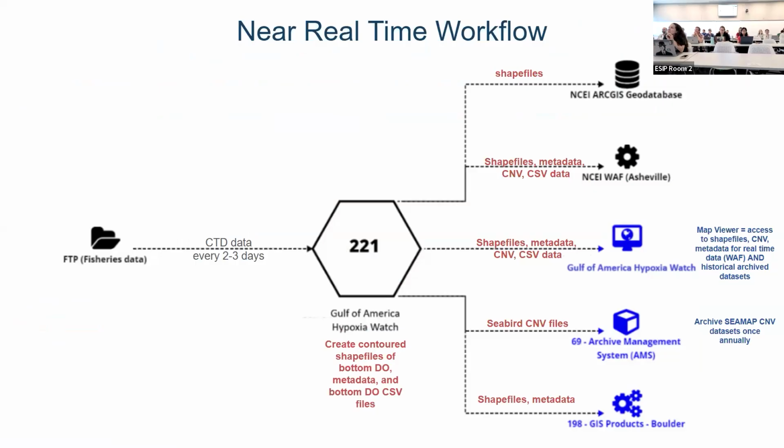We take the fisheries data, it gets FTP'd to our servers, and then we collect those every 2 to 3 days. We create our own contours, we do some QC on them, and then we send off the shape files into the geodatabase and the WAF, and then we make that available through the portal, the Hypoxia Watch map, and then we archive all the CNV files. So all the raw data gets archived from the ship. So that's dissolved oxygen, but it's also temperature and salinity and anything else that comes off the cruise data.